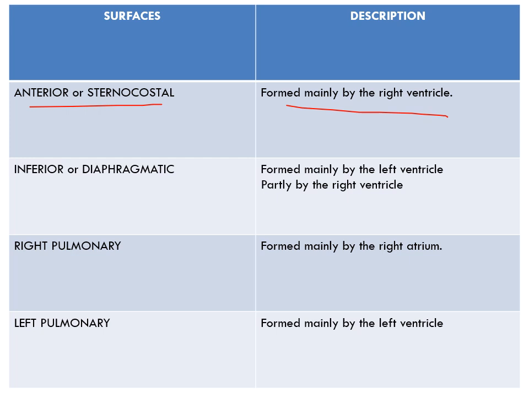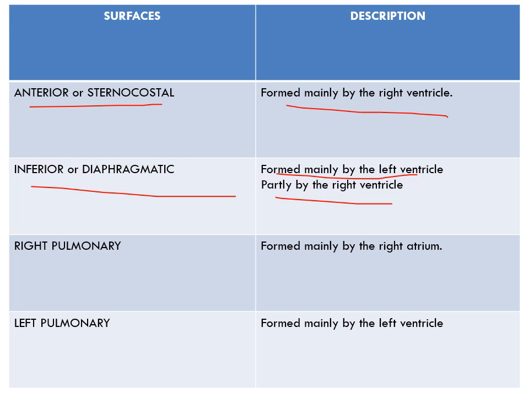Then we have the inferior or diaphragmatic surface. This is the surface that is formed largely by the left ventricle and partly by the right ventricle. So it's formed mainly by the left ventricle, but some part of the right ventricle is also involved in forming the diaphragmatic surface. As the name implies, this is the surface that tends to be related to the central tendon of the diaphragm. It is the part that sits directly on the central tendon of the diaphragm.